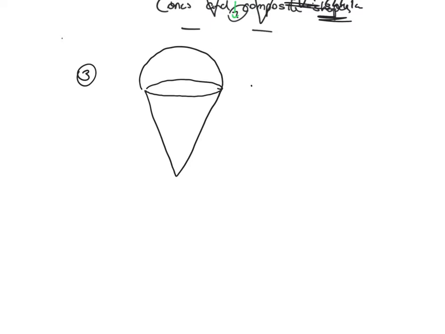Okay, so we can see that this shape is made up of a cone and a hemisphere. Okay, so let's say that the radius of the cone is 6 centimetres, and let's say that the height of the cone is 10 centimetres. Okay, so what we need to do is split the thing up into 2. So let's say that that's volume 1 and that's volume 2.